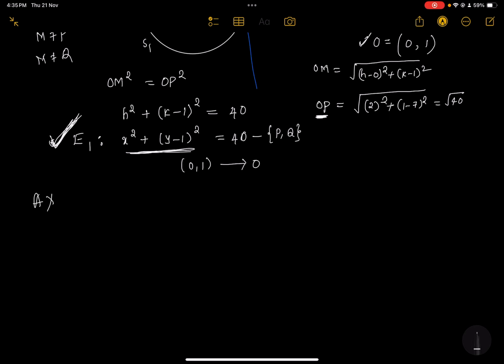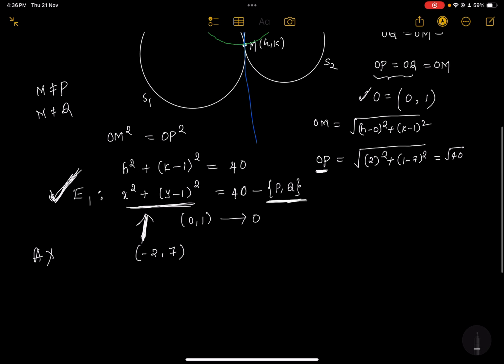But if you substitute (-2, 7) in this equation, it will satisfy it. So (-2) square is 4, (7 minus 1) whole square is 6 square, 36 plus 4 is 40. But it will not lie on this locus. So you have to logically argue that P and Q do not lie on this locus.